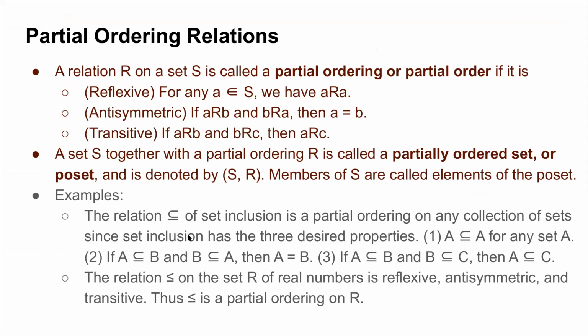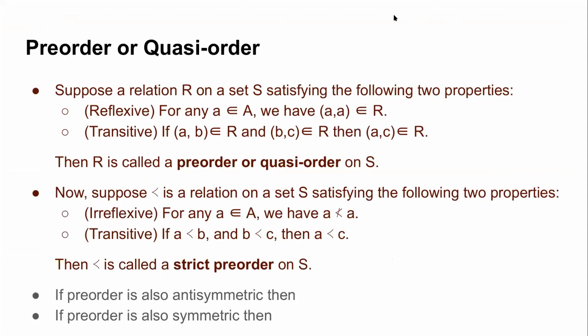For general sets, today we start with another special kind of order, which is known as pre-order or Cauchy order. Given a relation R on a set S, if it satisfies the following two properties, it is reflexive, and by now I assume you are familiar with what reflexive is, and it is transitive, then such a relation is known as a pre-order or a Cauchy order.